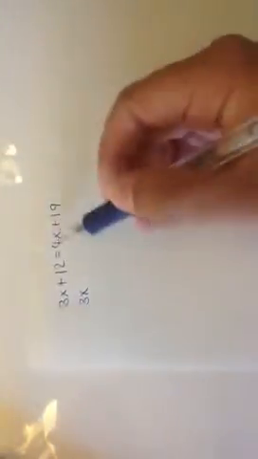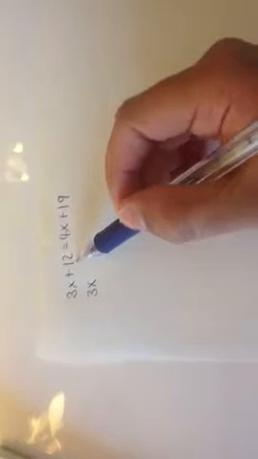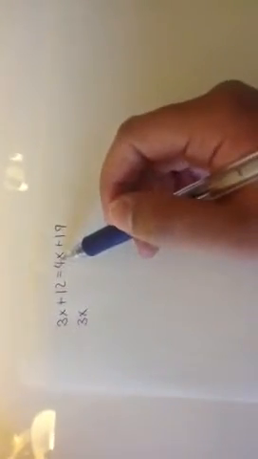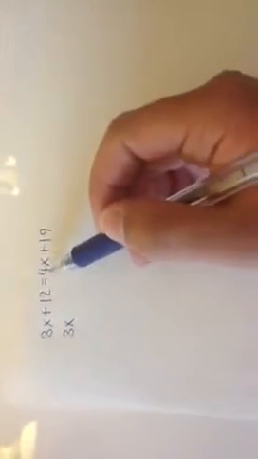The equation is 3x + 12 = 4x + 19. The first thing you have to do is to isolate x on one side of the equal sign. We already have 3x on this side, so we're going to move 4x to this side. And by doing that, the operational sign will change to the opposite. So instead of plus 4x, it's now going to be minus 4x.